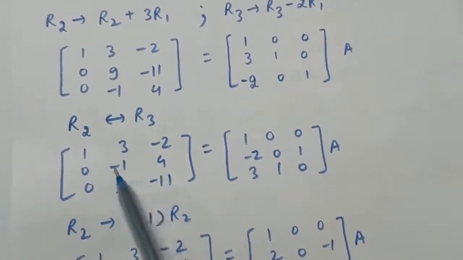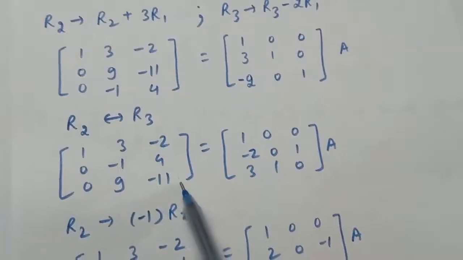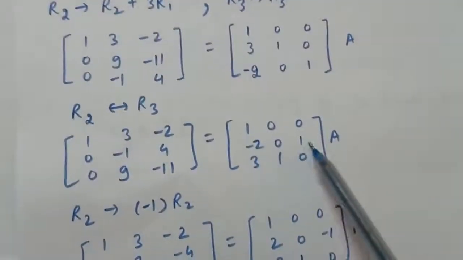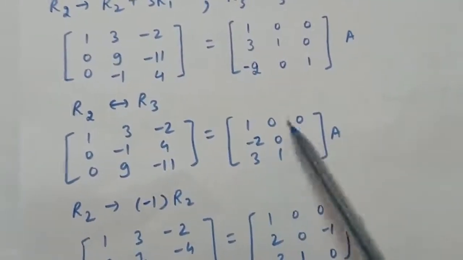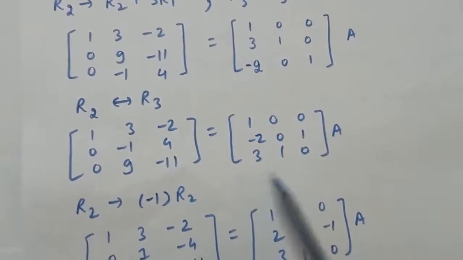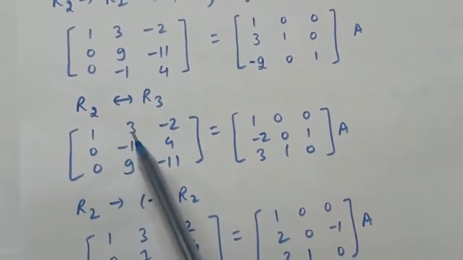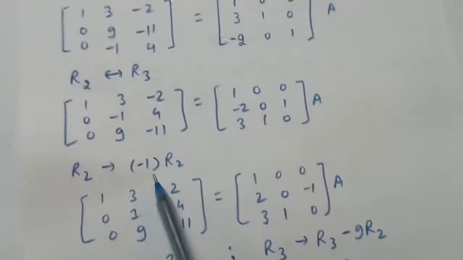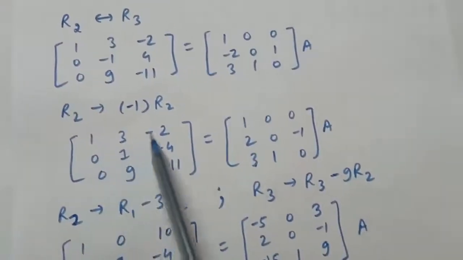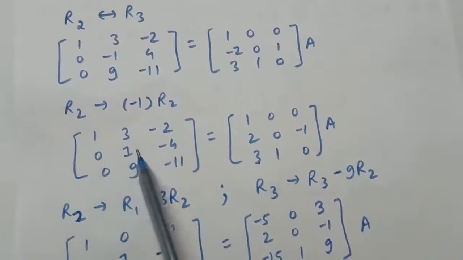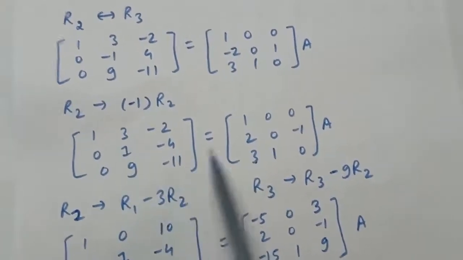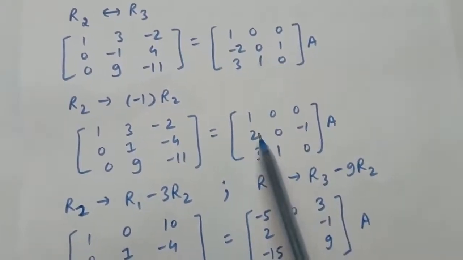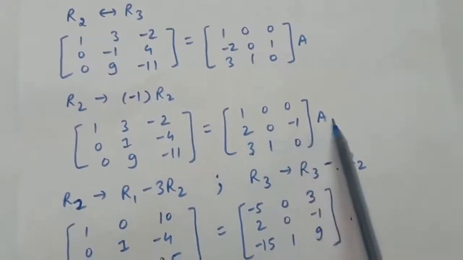So this will now become row 2 and row 3 will be 0, 9, minus 11. Similarly here row 2 will be minus 2, 0, 1 and row 3 will become 3, 1, 0. Row 1 will not change in any of the matrices. Now we want this element to be 1. It is now minus 1, so multiply row 2 by minus 1. So you will get 1, 3 minus 2, 0, 1 minus 4 and row 3 as it is. Similarly here also in row 2 multiply all the elements by minus 1. So it will become 2, 0, minus 1 into A.